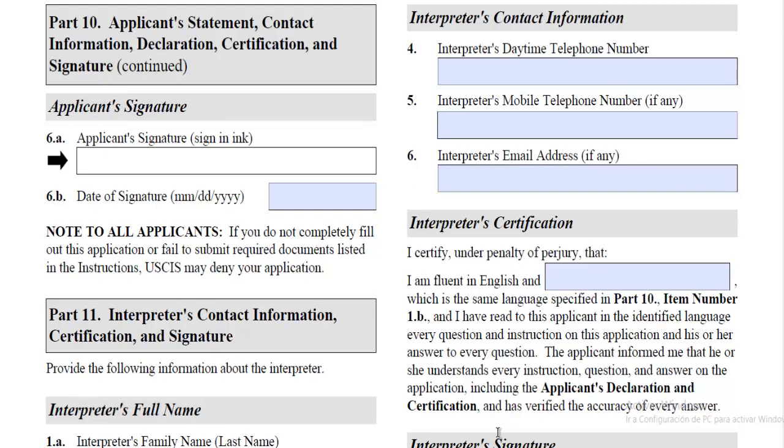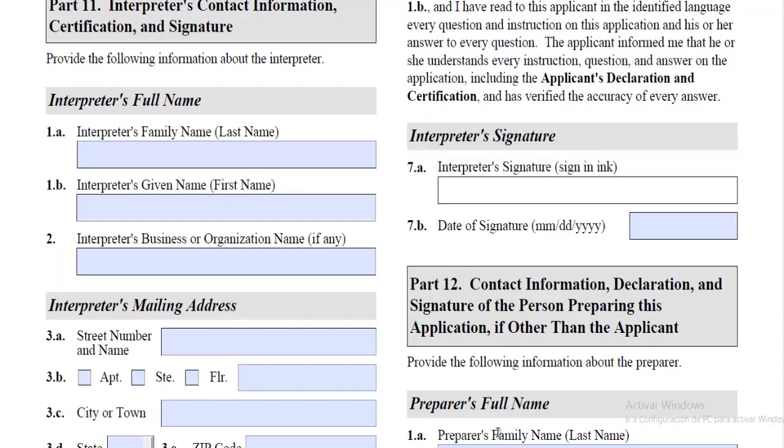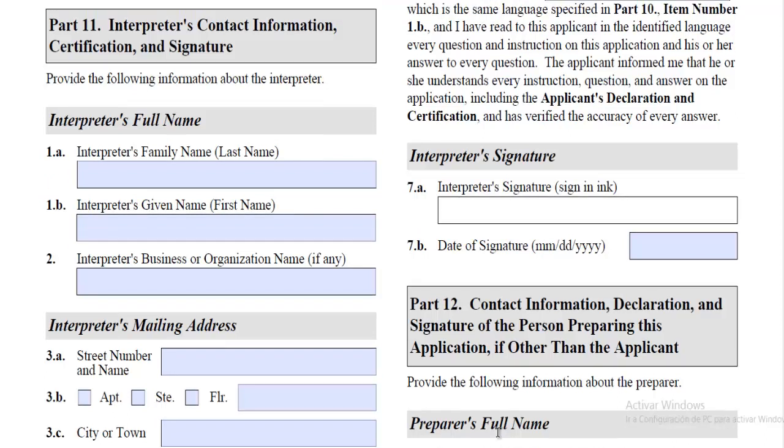Okay, so let's go to part 11. Part 11 is the interpreter: interpreter's contact information, certification, and signature. This is where the interpreter provides contact information and signs, if you rely on an interpreter to answer those questions. If you don't speak English well or at all, it's best to get an interpreter or a lawyer to help you with the form and sign. You don't have to speak English to get your green card, but if you need an interpreter at the green card interview, the officer is probably not going to approve your I-485 application if you didn't have an interpreter sign this form, okay?